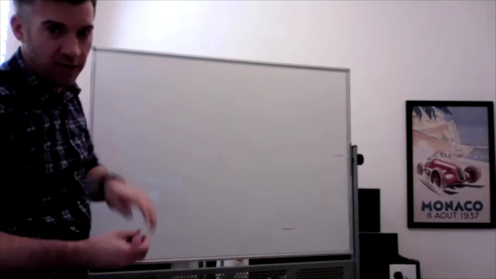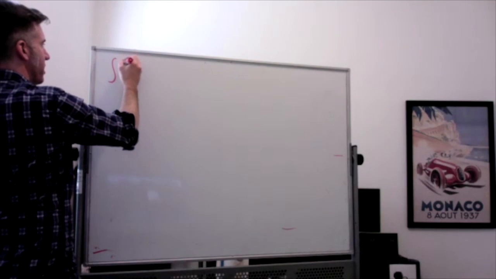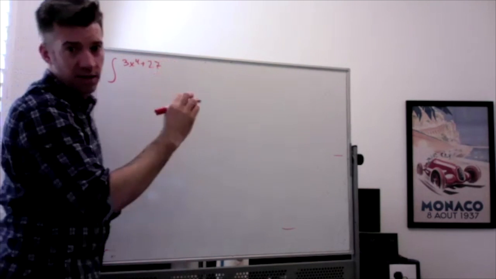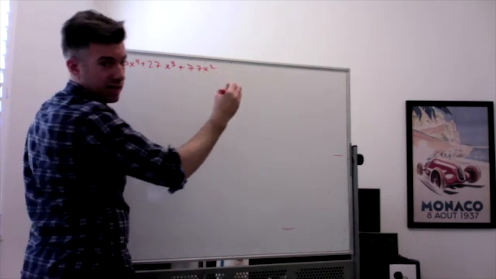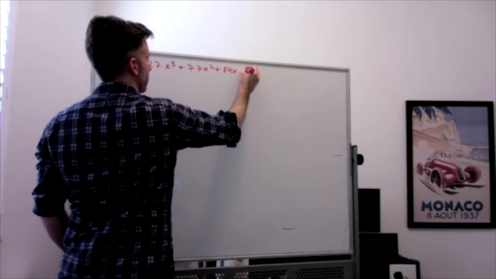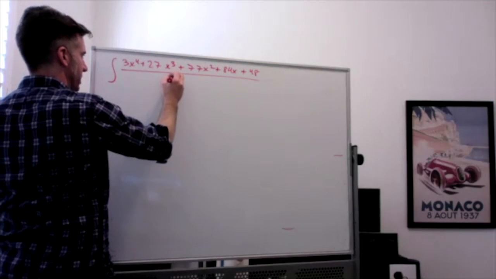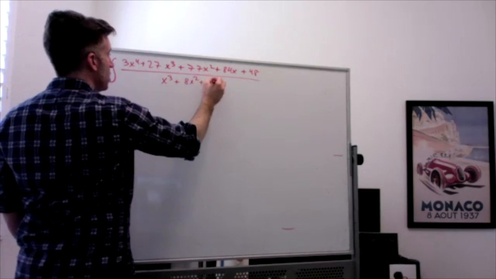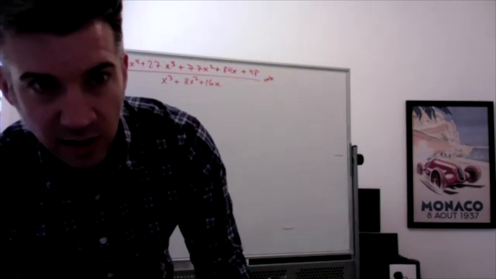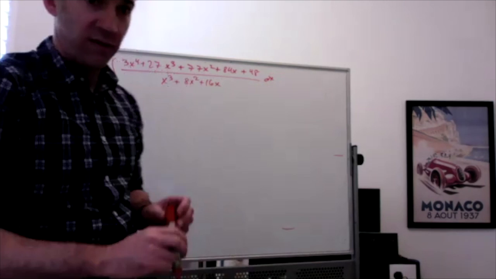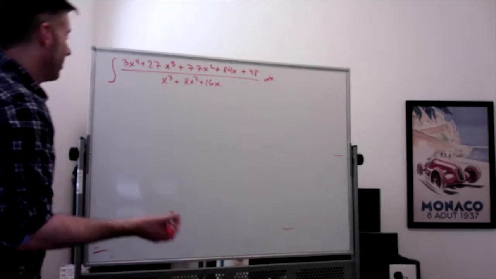So here is the awful looking problem. It's the integral of 3x to the 4th plus 27x cubed plus 77x squared plus 84x plus 48, divided by x cubed plus 8x squared plus 16x. Usually, if something looks this awful, it means someone took the time to make sure it turned out nice. That would be true if a human had done this, but since I don't think a human did, it might suck. But we have to do the polynomial division first.